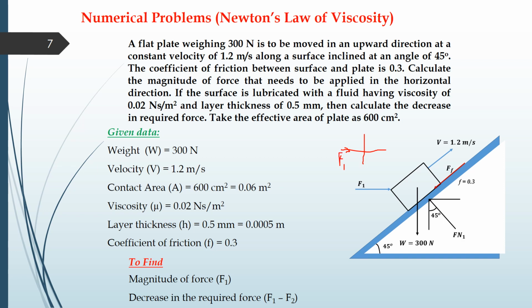So F1 will come in x direction. Okay, and in x direction, this Fn1 will also come. So Fn1 will be in the opposite direction. So the x component of Fn1 will be Fn1 sine of theta. So Fn1 sine 45.